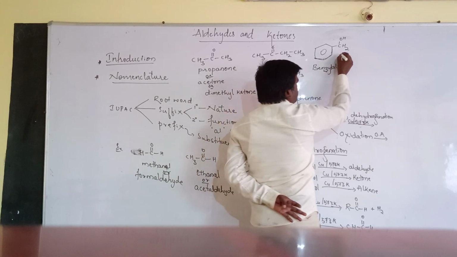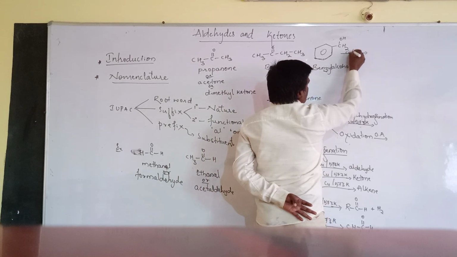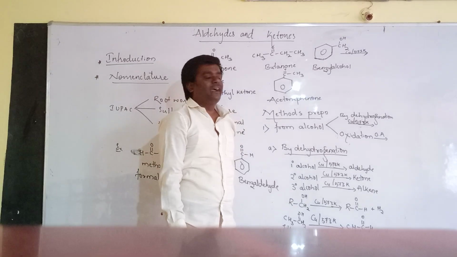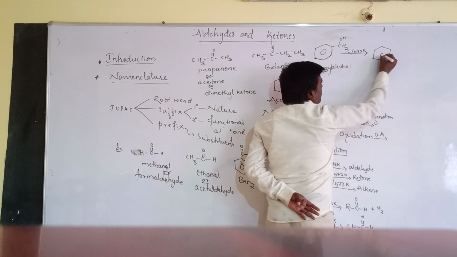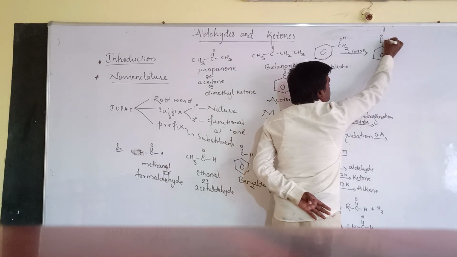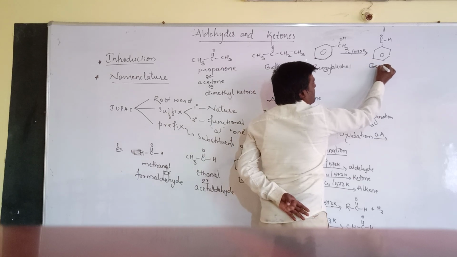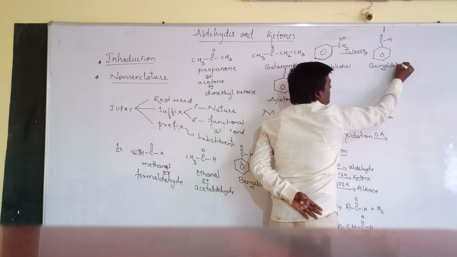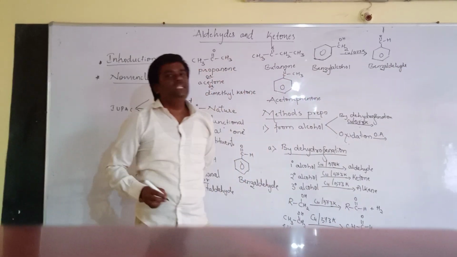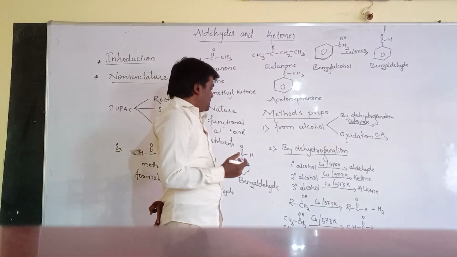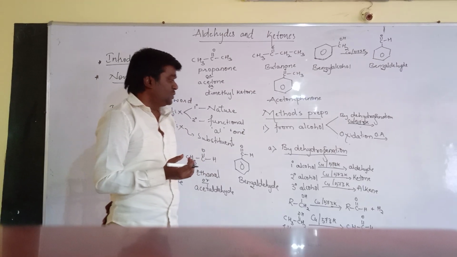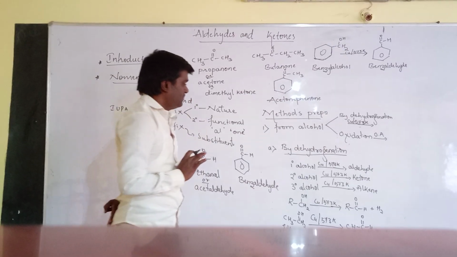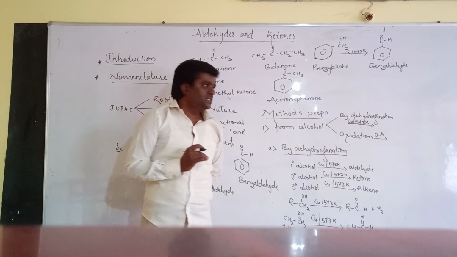When the vapors of benzyl alcohol are passed through copper gauze at 573 Kelvin temperature, then it will undergo dehydrogenation to form the compound called an aldehyde. That aldehyde is known as benzaldehyde. This benzaldehyde is also known as benzene carbaldehyde. Then secondary alcohol. Let us see what happens when secondary alcohols are passed through copper gauze at 573 Kelvin. Okay, we will discuss in the next class.